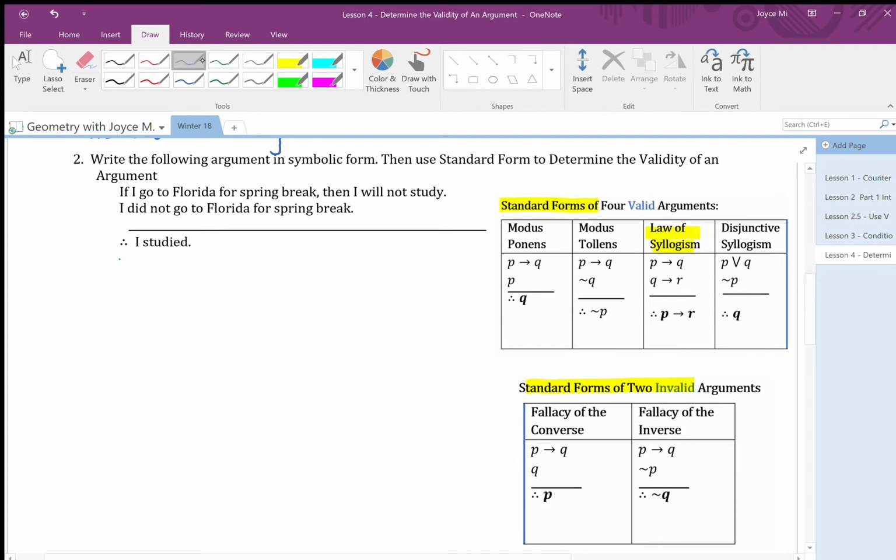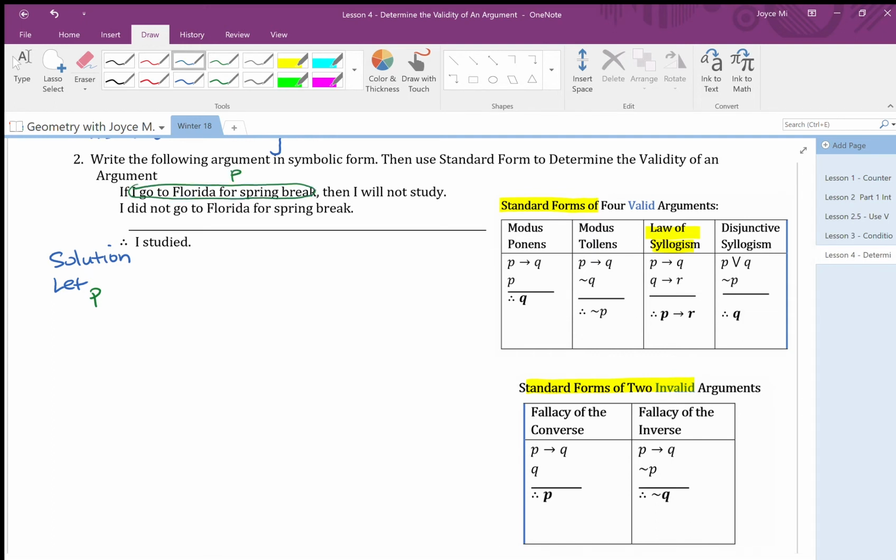So let's write it. First, let's use a notation here. I'm going to use A for I'm going to Florida for spring break. You don't really have to use A, B, C, D here. You could use F, you could use P, you could use Q. Let's just use P, Q, and see if it matches the one in standard form. Let me write it. Solution. I'm going to let P in this case represent I am going to Florida for spring break. So this is my P.